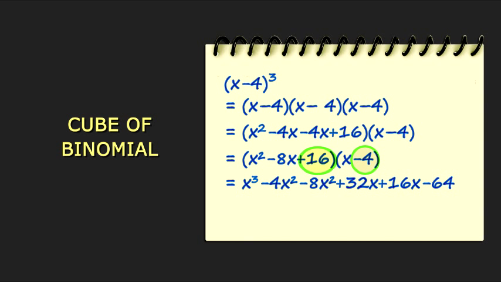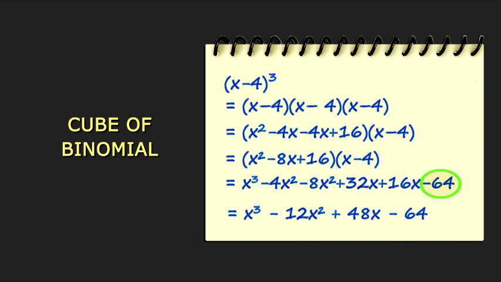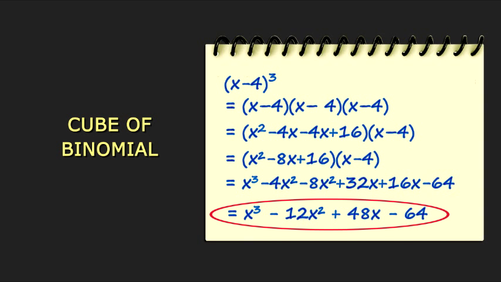Now, we have 6 terms. All we're gonna do is combine like terms. So, bring down the x cubed, then add the negative 4x squared to negative 8x squared. And the answer is negative 12x squared, then another like term, the positive 32x plus 16x, which is positive 48x. Then lastly, bring down the negative 64, and that's the answer. X cubed minus 12x squared plus 48x minus 64.